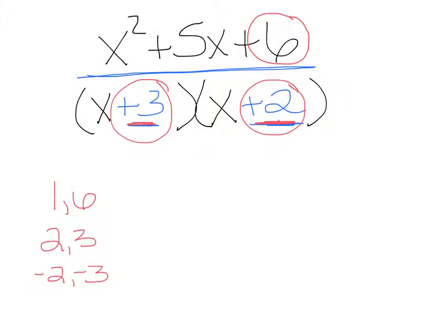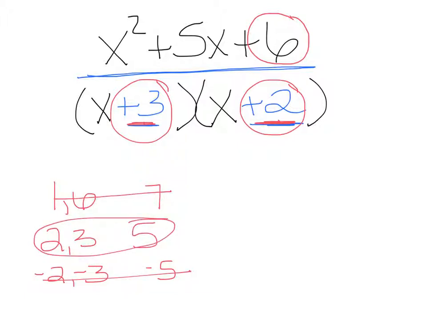But remember, the 5x in the middle comes from the outer terms multiplied together plus the inner terms multiplied together. So these numbers that we've come up with, they have to add together to give us 5. So 1 plus 6 gives me 7. So that doesn't work. -2 times -3 gives me 6, but together gives me -5. So that doesn't work. 2 times 3 gives me 6, and 2 plus 3 gives me 5.